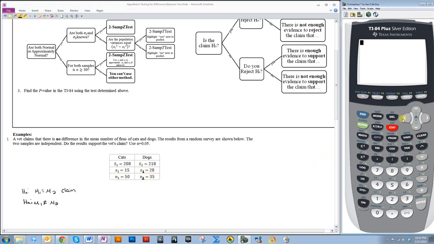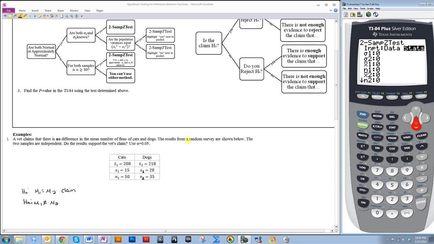So let's go to stat, then we go over to test, and notice right here is 2-SampZTest. So number 3, it's going to ask for data or stats. Data would be if you were given two charts with all of the data, like if you were to have the amount of fleas for each one of those 50 cats, if you had that chart, instead of actually having the statistics given to you. Since I have the statistics, I'm going to select statistics.